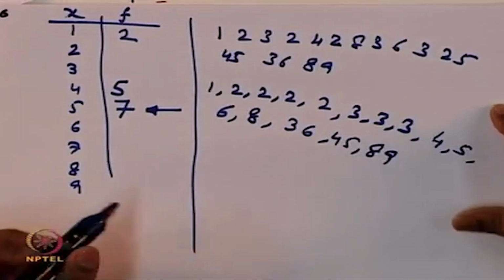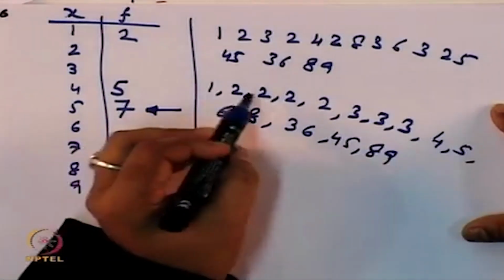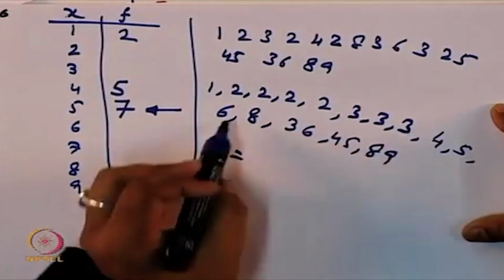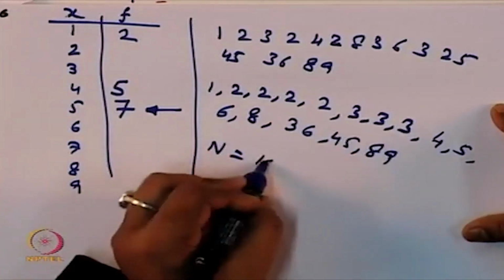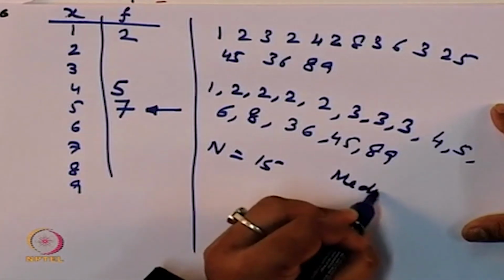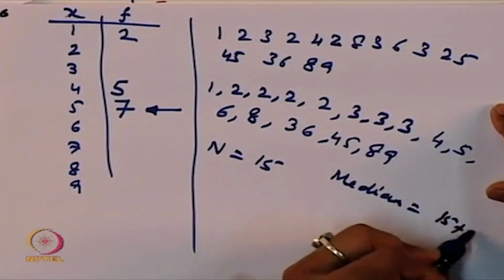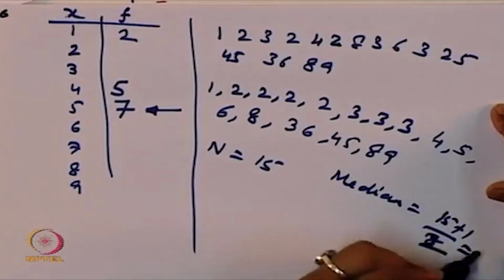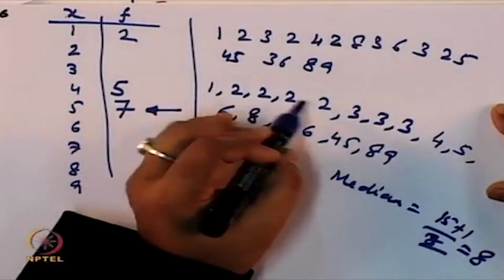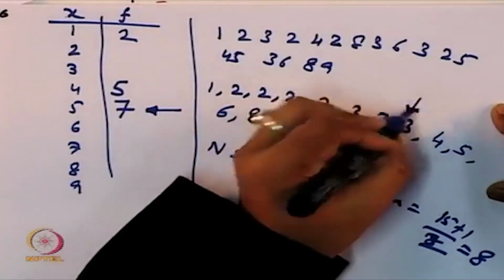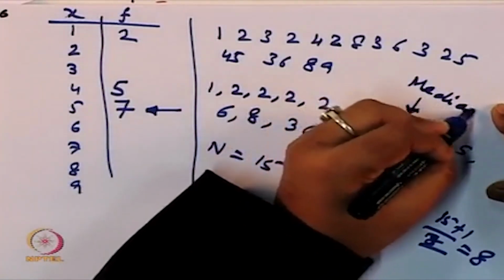Okay. So, I have my total n as 15. So, my median position is going to be (15 plus 1) by 2, which is equal to 8. So, counting to the eighth value, my median is 4, 5, 6, 7, 8. So, this happens to be my median, right.